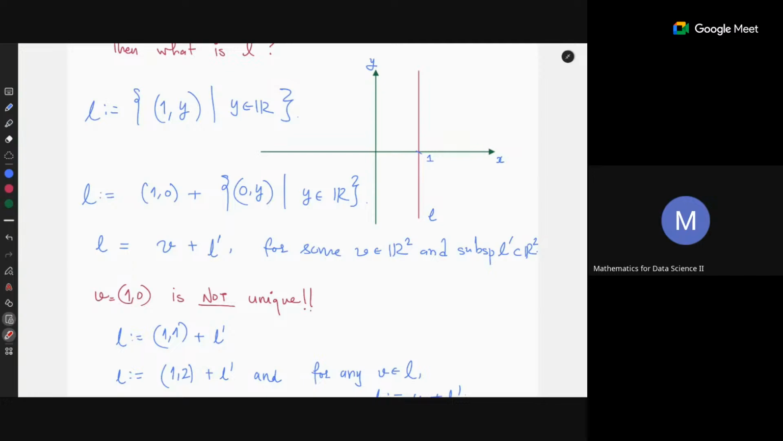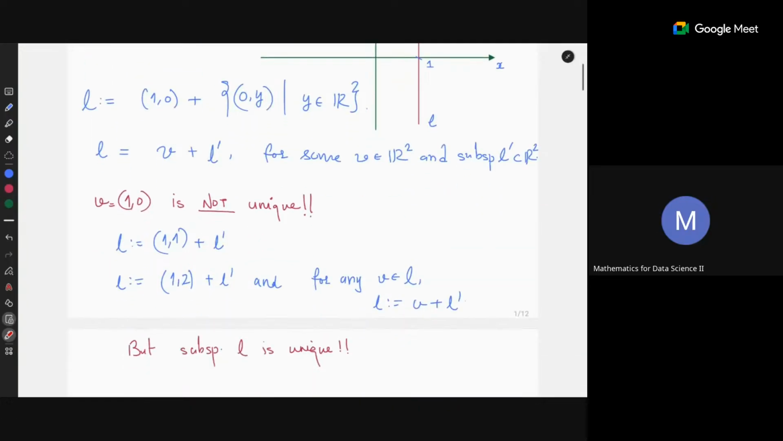So this vector v is not unique, because I can take any other vector in L to write this expression as a sum of a vector and a subspace. I can take (1, 1), I can take (1, 2), and so on. But this subspace remains the same, because L is a shifted version of a subspace. So this subspace is unique. I cannot rewrite it as some other subspace plus a vector. The vector is not unique, but the subspace is always unique. So in other words, I can take any vector of my L.